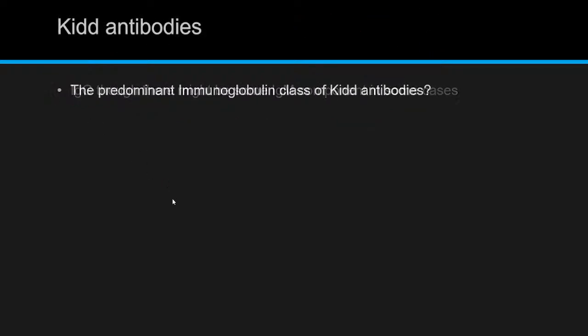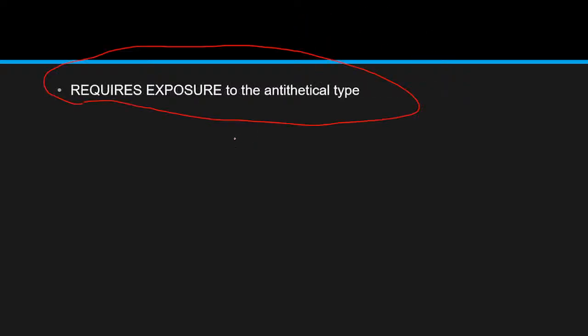They require exposure to the antithetical type. So what do you mean by the antithetical type? These two are antithetical to each other, and this one here is antithetical to both. So they're not naturally occurring. They are actually going to require you to be exposed to blood, to require exposure to the antithetical type.